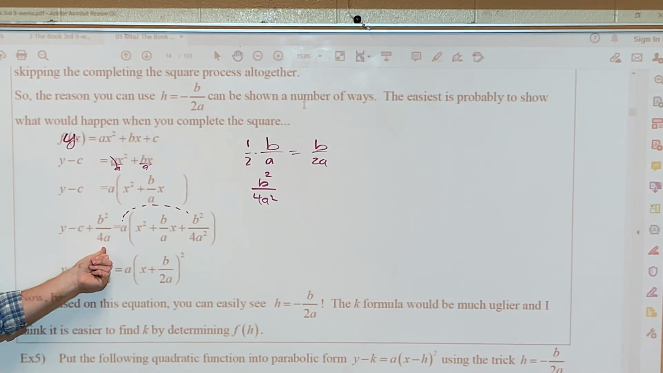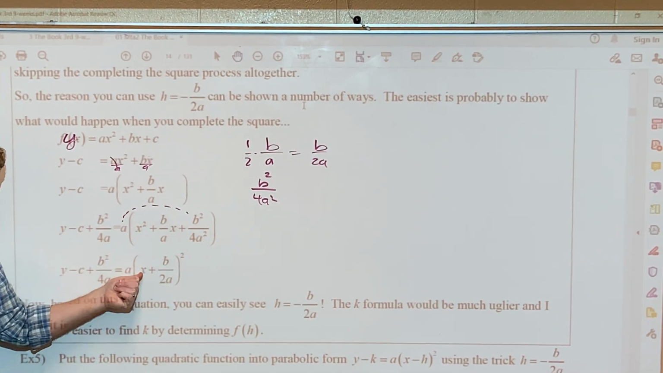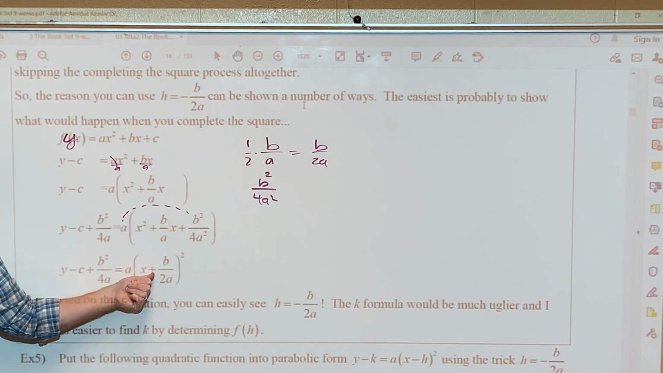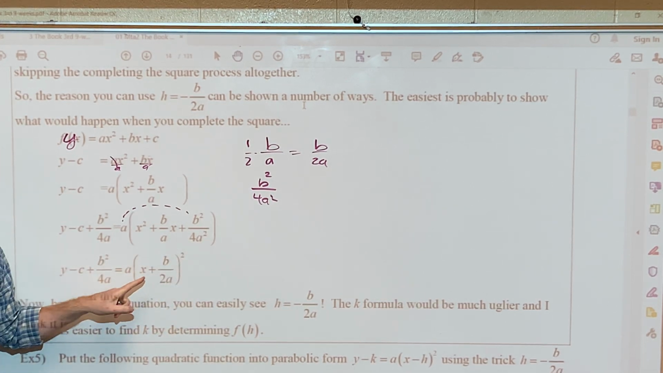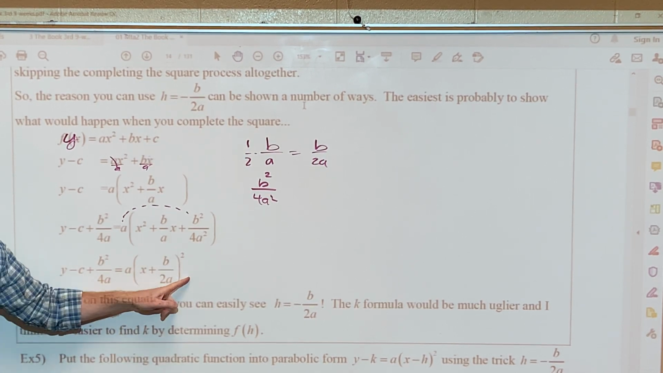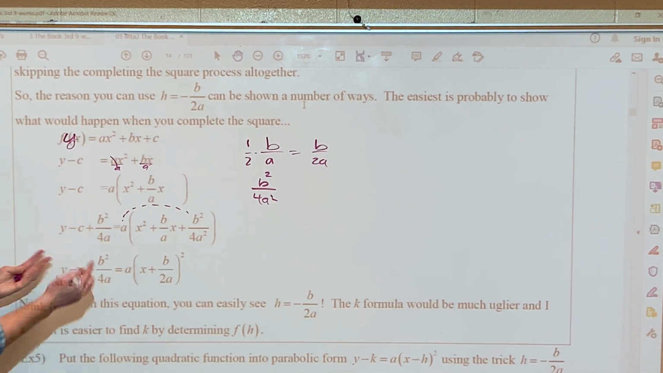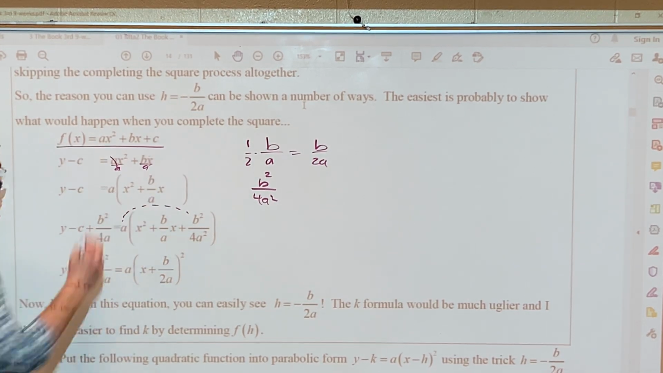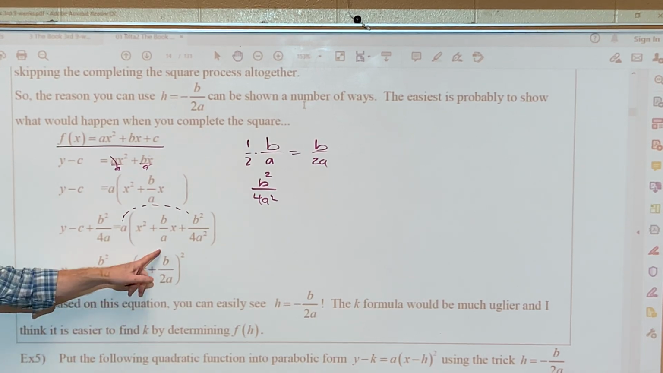But here's where it comes into play. When I factor this, what do I get? Square root of that, sign of the middle, square root of that, squared. So what's my x coordinate? Negative b over 2a. Well, you don't have to do all this. This is always true for any generic quadratic. So if you have a quadratic and you want the x coordinate of the vertex, all I have to do is go negative b over 2a.